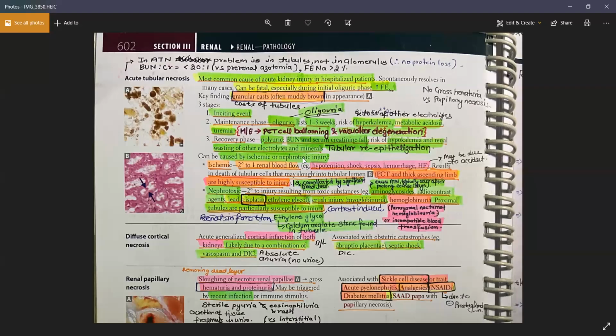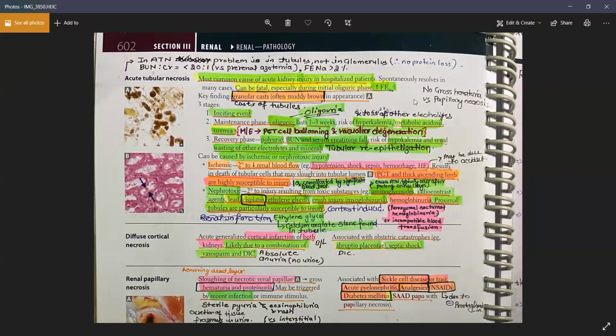In the recovery phase, you will see tubular reepithelization. That means regeneration of the tubules is happening in the recovery phase, and that's why it is named recovery, because we have intact stem cells right now. So these are the biopsy findings: in the maintenance phase, it will be ballooning and vacuolar degeneration. In the recovery phase, it will be tubular reepithelization.